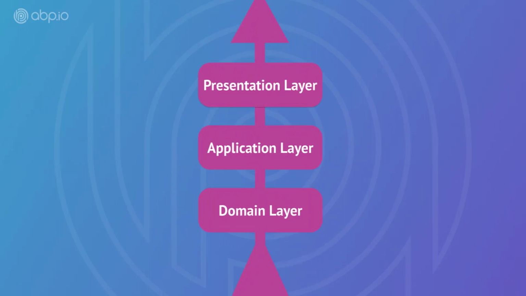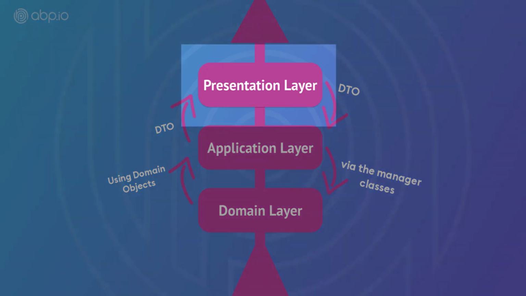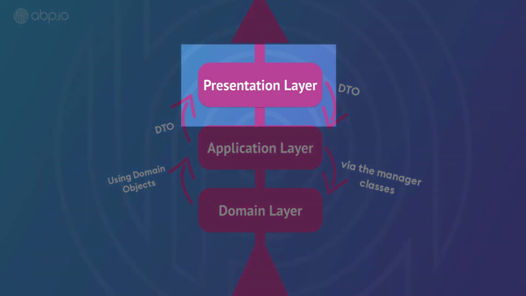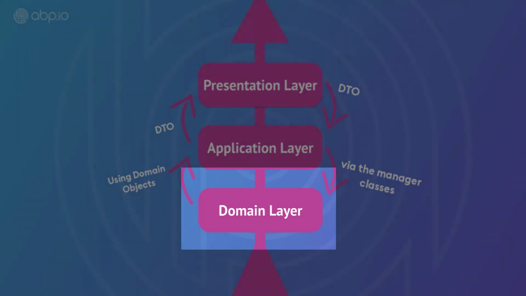An application service is optionally called from the presentation layer with a DTO as a parameter. It uses the domain objects that we've got from the domain layer to perform some specific business logic and optionally returns a DTO back to the presentation layer. And therefore, the presentation layer is completely isolated from the domain layer.